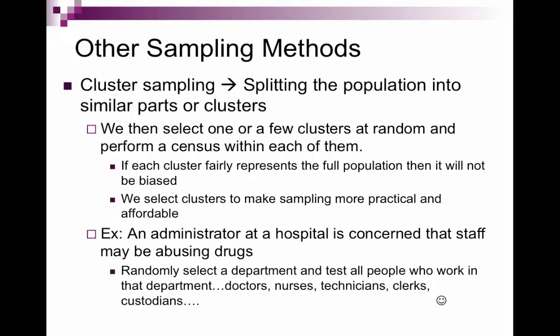As long as each cluster fairly represents the full population, then it won't be biased. We select our clusters to make sampling, again, more practical and more affordable. Again, a lot of times this is used when your population is very spread out or large. Another example is an administrator at a hospital who is concerned that staff may be abusing drugs. In order to make their life a little easier, they could cluster based off of department, and then they would randomly select a few departments and test all of the people who work in those departments.